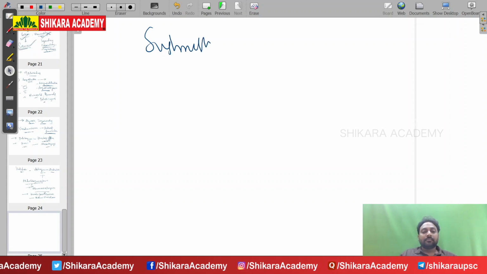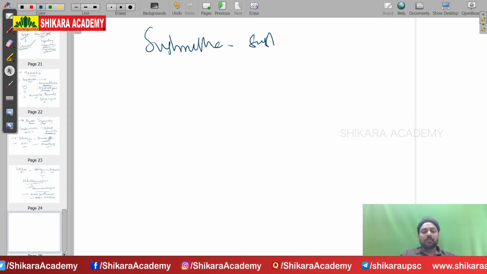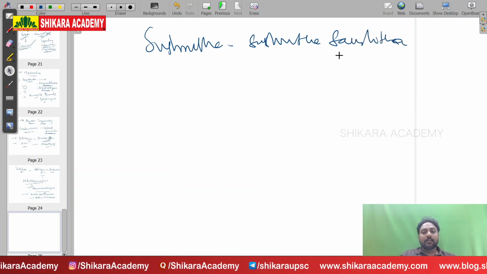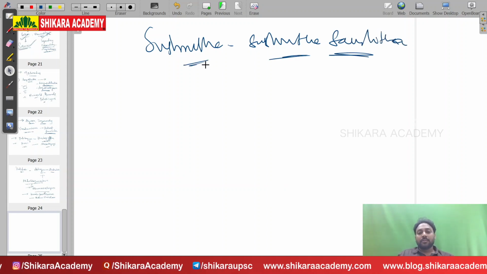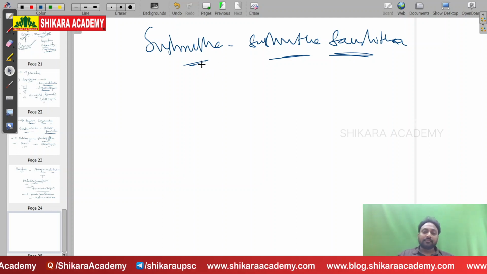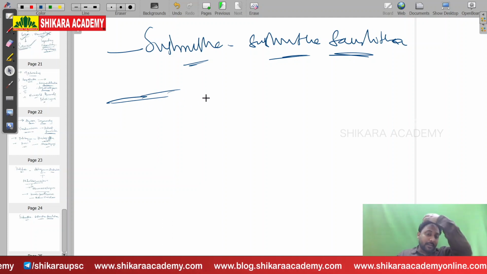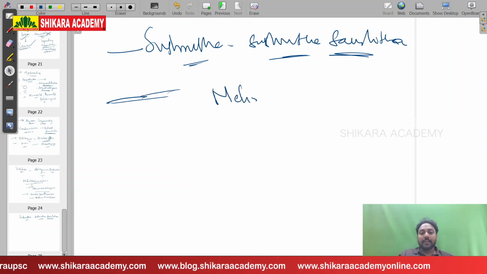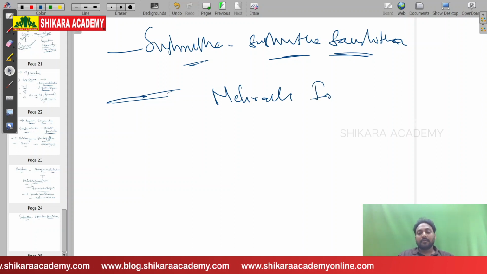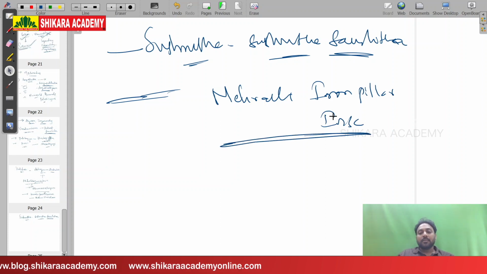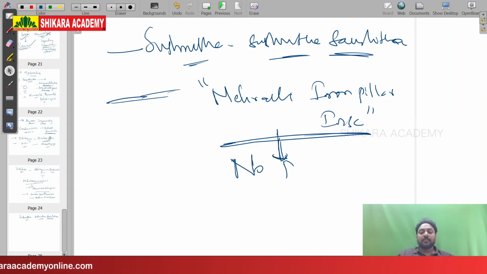Sushruta wrote Sushruta Samhita, and yes, this is the cultural development. And Chandragupta too issued the Mehrauli iron pillar inscription. There is no evidence of rust on the Mehrauli iron pillar.